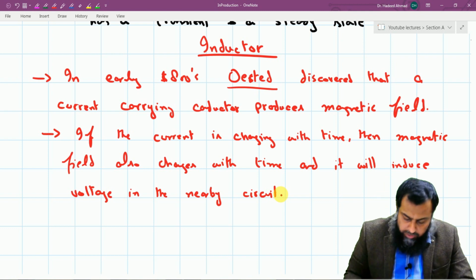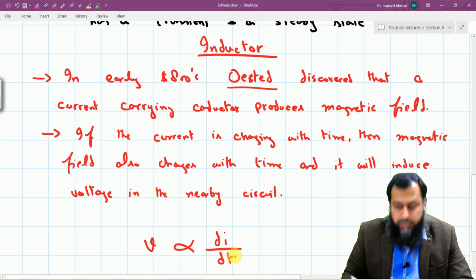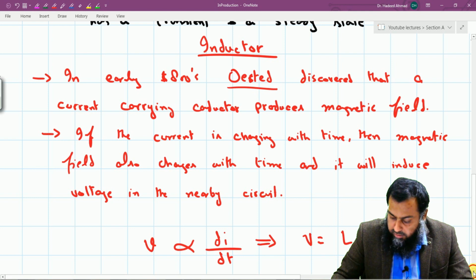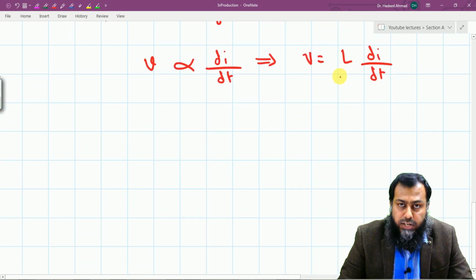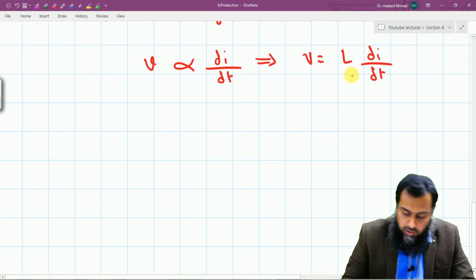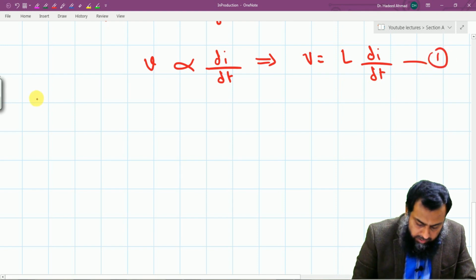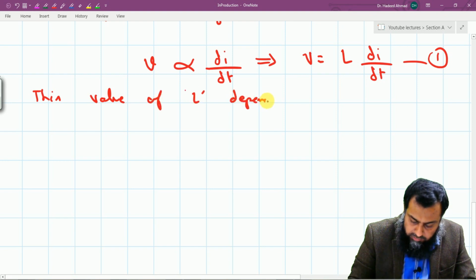And therefore it was stated that this voltage V is proportional to the time rate of change of the current, di over dt, and this can be expressed as V is equal to L di over dt, where this L is the constant of proportionality and is known as the inductance. Now, if we say that this is equation number 1, then this value of L depends on a lot of factors, right?